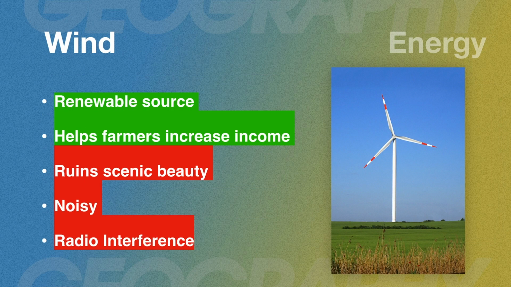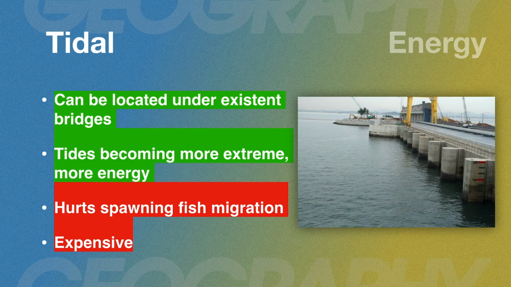There's wind energy. It's a renewable resource, and it helps farmers increase income. They can actually use some of their plots of land to sell energy back to the grid. Unfortunately, people argue that these wind turbines ruin the scenic beauty of landscapes, they're noisy, and they interfere with radio reception. Tidal energy. These can be located under existing bridges, and as tides become more volatile due to climate change, we'll actually be able to produce more energy. So it's funny how that works. Unfortunately, this hinders the migration of spawning fish, and it is quite expensive.